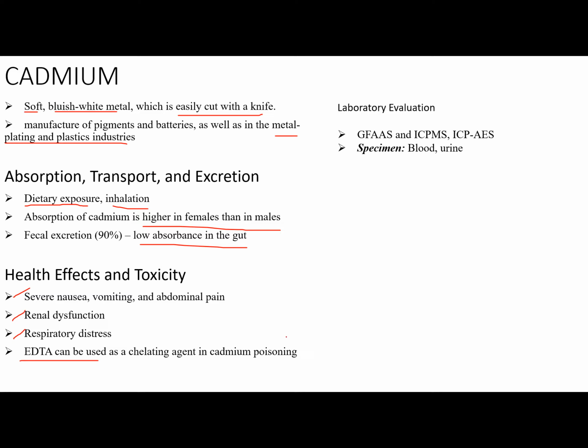So in cases where the patient is poisoned due to cadmium, EDTA would be introduced to the body wherein it would chelate. So it will take or bind the cadmium from the body. Lab evaluation is via GFAAS, ICP-MS, and ICP-AES. Specimens would include blood and urine.